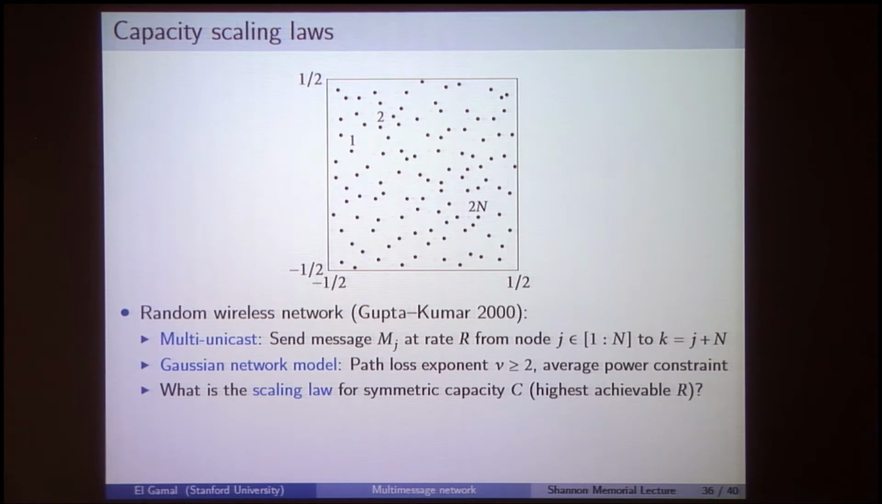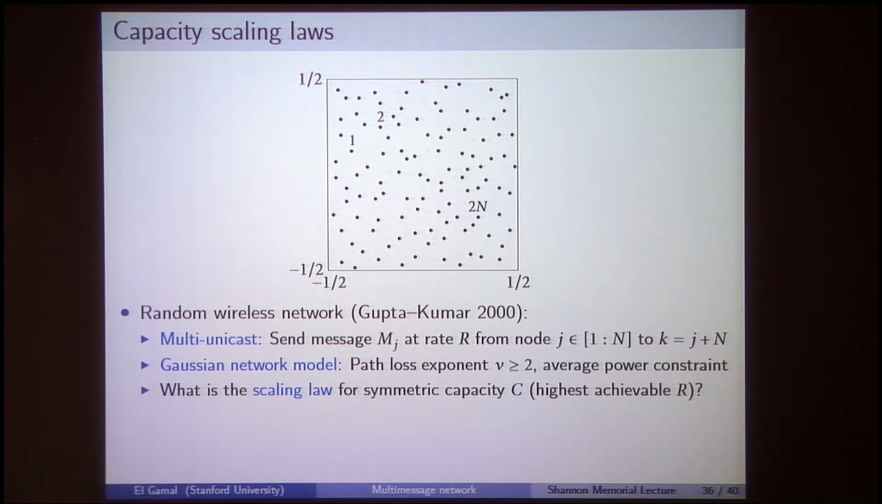Well, one way to do it would be to use the capacity scaling laws approach by Gupta and Kumar. What you do here is you consider 2n nodes randomly distributed in a unit area. You throw these nodes in a unit area, and then you pair them up by pairing node j from 1 to n to node j plus n. So we're going to look at a multi-unicast situation. And we're going to assume a Gaussian network model with path loss exponent nu bigger than or equal to 2, and an average power constraint.